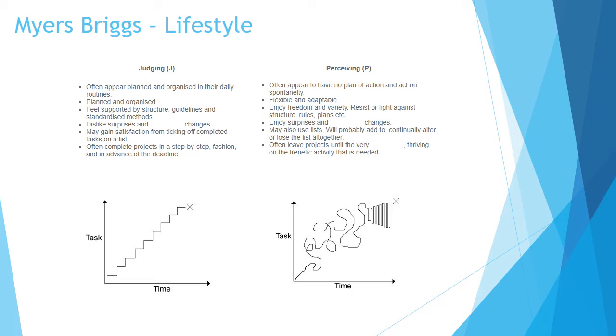Perceiving types are a lot more free-formed. They enjoy taking risks. They don't really focus on the goal. They focus on the current path, and they can get very distracted, which is good and bad. Again, they love freeform, and they like to be very dynamic and very responsive to their environment.